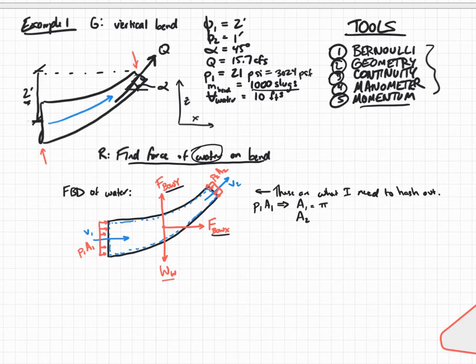So A1 is going to be pi times that diameter, 2 feet, squared over 4. So basically that's going to be pi square feet. And then A2 is going to be pi times 1 foot squared over 4. So that's pi over 4 square feet. All right, so we've got those areas.